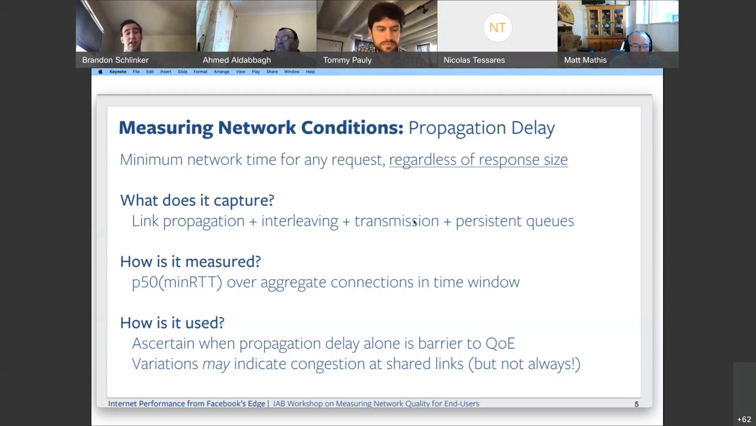The propagation delay is telling us the propagation time of all the links, things like interleaving in the access network, which can be significant on some access technologies, transmission time, and the presence of persistent queues. And we measure it as the median min RTT as measured by our QUIC stack at the server over connections from each of these aggregates in time windows. So we can see over a day for each of these aggregates, how does this measure of propagation delay change? Next slide.